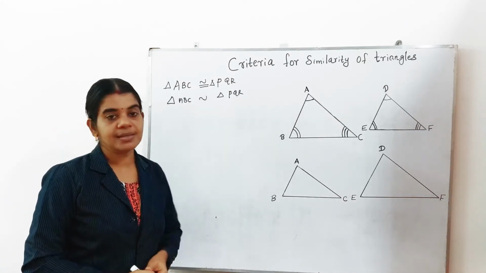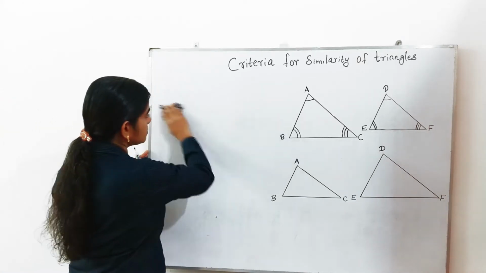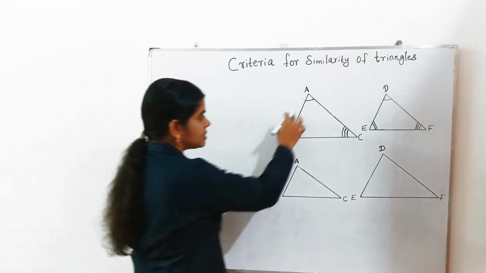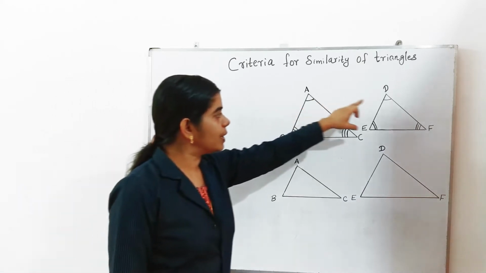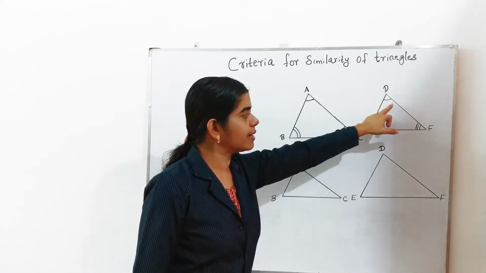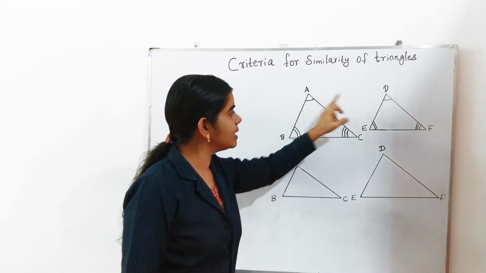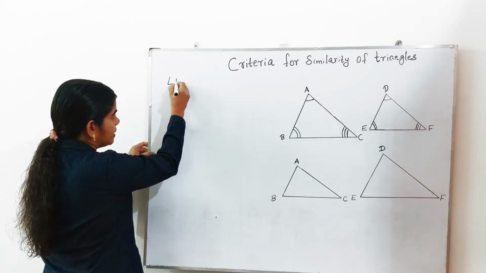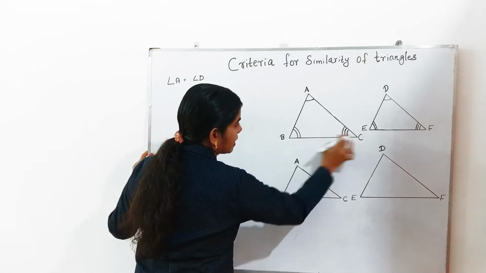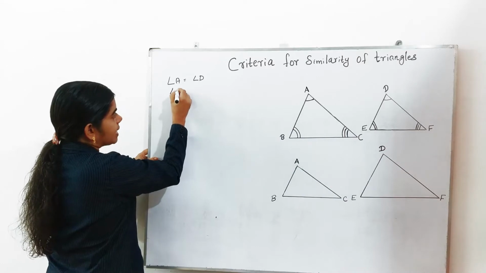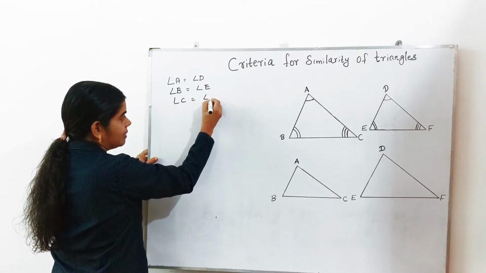Next we can look at the criteria for similarity of two triangles. First one: here I have drawn two triangles, triangle ABC and triangle DEF. Angle A is equal to angle D, which I marked with one mark. Then angle B is equal to angle E, marked with two lines, and angle C is equal to angle F.